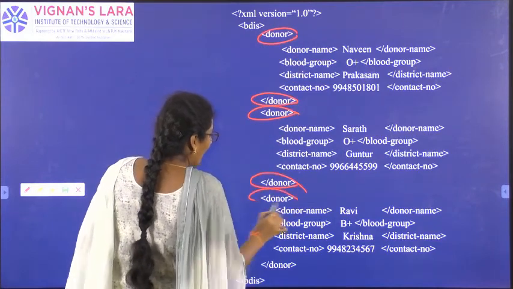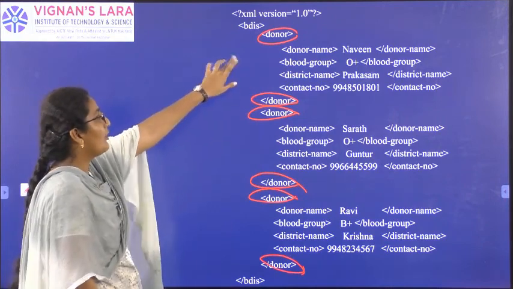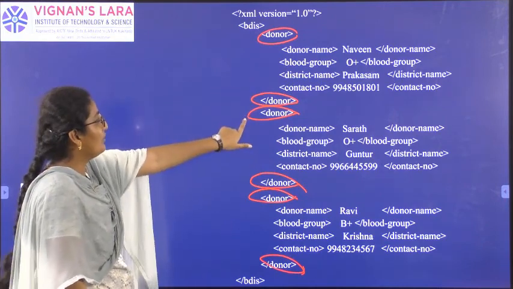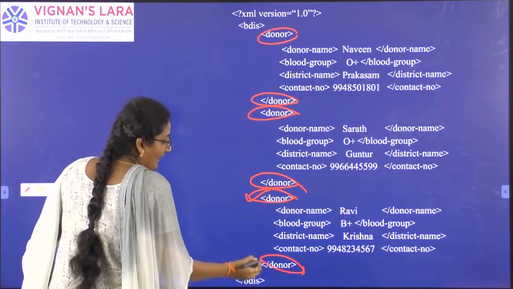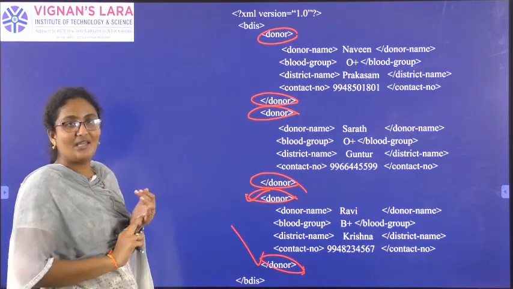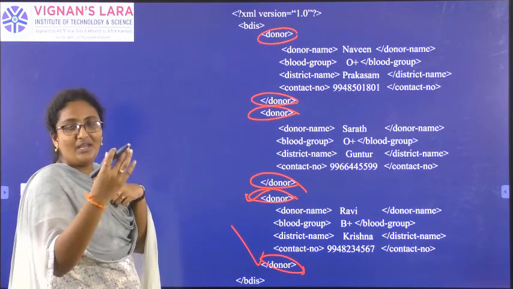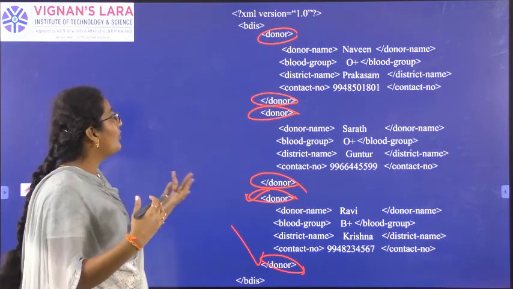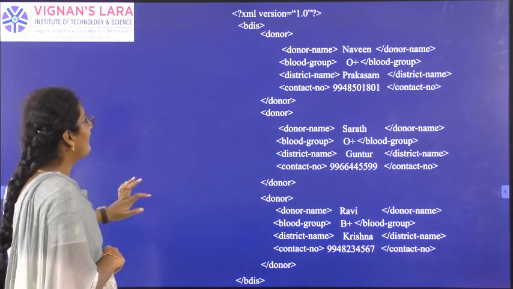That's it. How many times you want to write it, for Naveen, one donor open tag and close tag. For Sharath, one donor open tag and close tag. For Ravi also, one donor open tag and close tag. Why did this happen? Logic 1 and logic 2 both are the same and both can be implemented for XML. But what is the difference? If we are creating some sub-root elements like donors, then we need to mention this donor tag also. Rest of the program is the same.